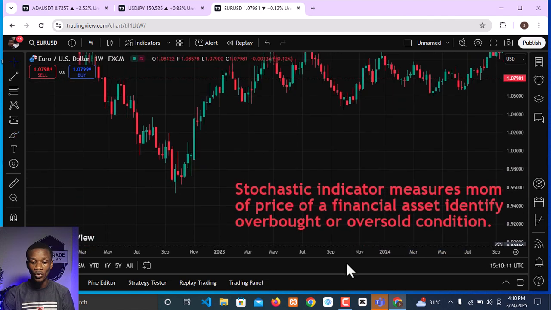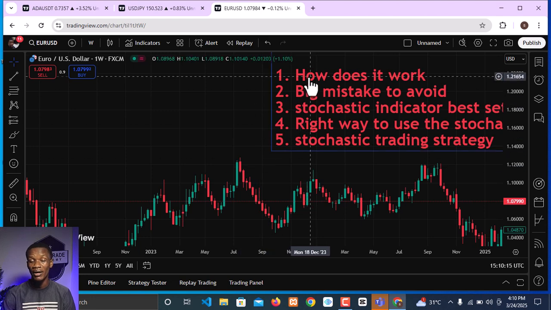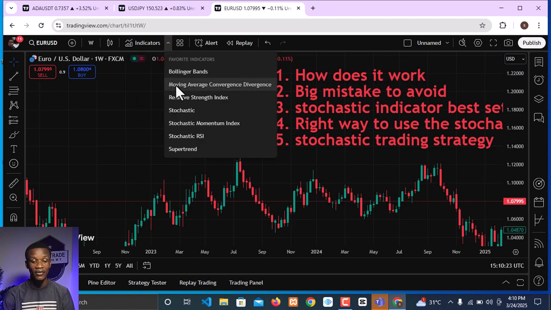So how does the stochastic work? First of all, before we talk about how it works, how do you put it on your chart? To put it on, you go to the indicator section right here, and you will see different kinds of stochastic. We have the ordinary stochastic indicator, the stochastic momentum index, and the stochastic RSI. These two are combinations of two indicators.